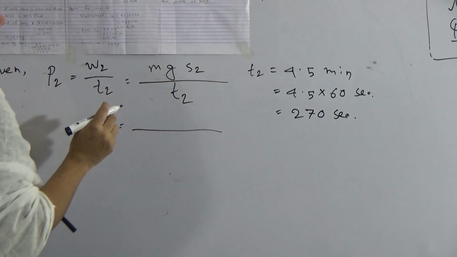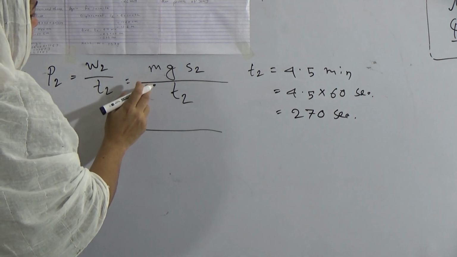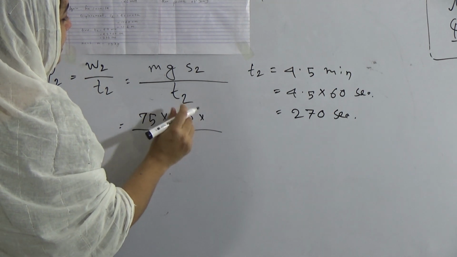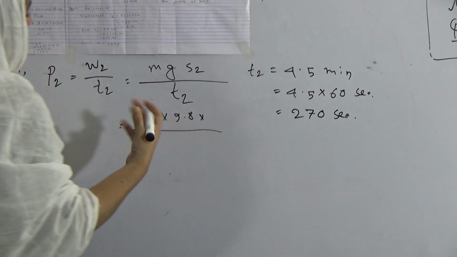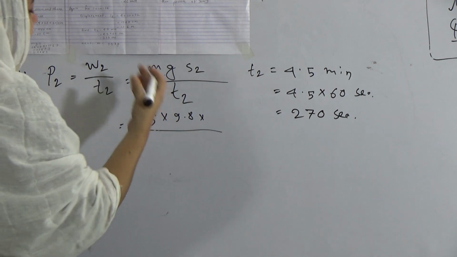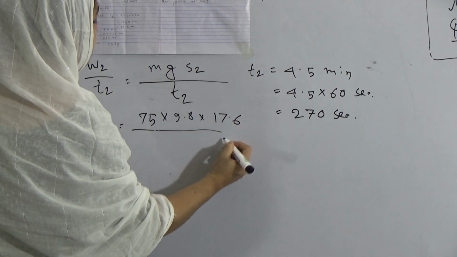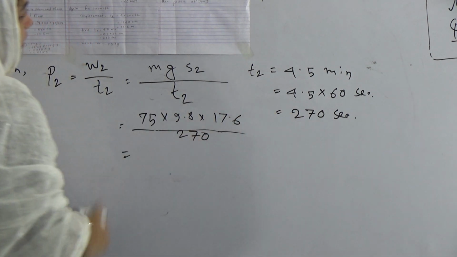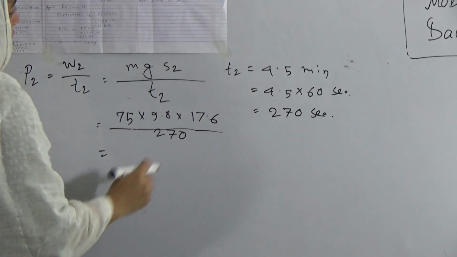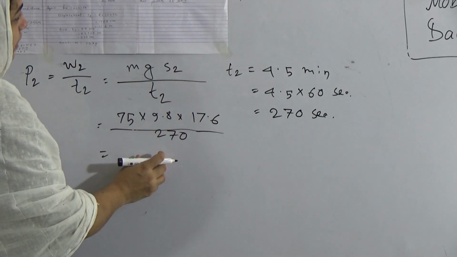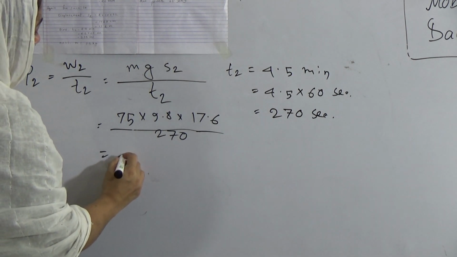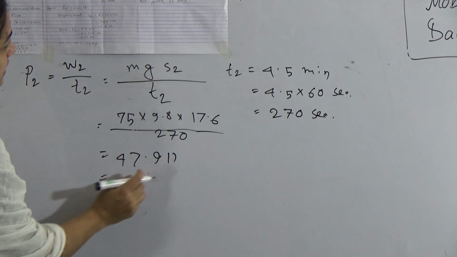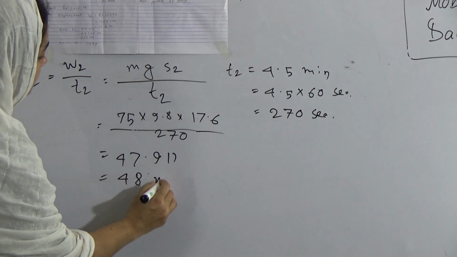M means the mass of Sushmita. Mass of Sushmita is 75 kg. So 75 into 9.8 into S2. S2 means displacement by Sushmita, that is the same 17.6, divided by T2. T2 means 270. My dear students, now we have to calculate this one. So it will be 47.911 and we can write this as 48 watt.